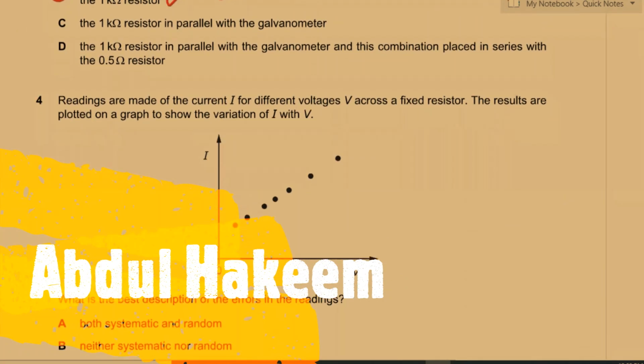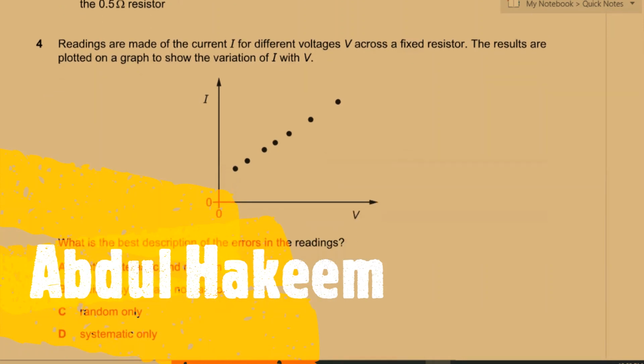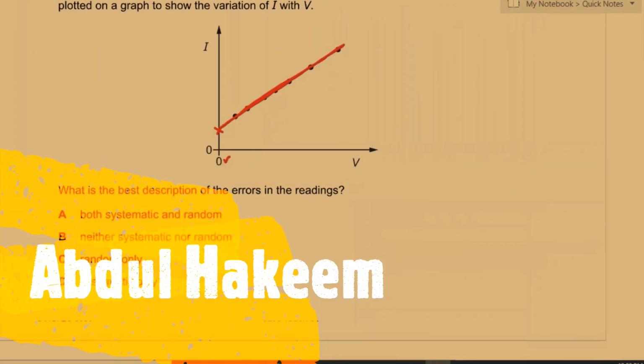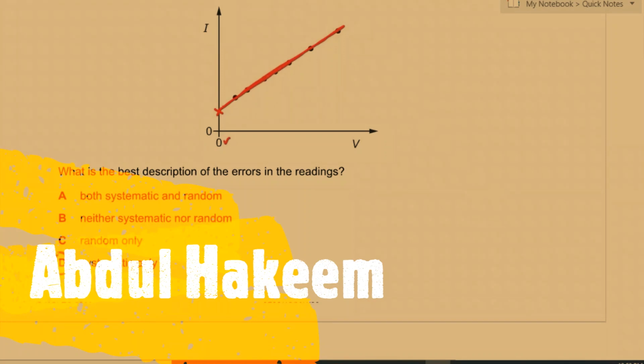Now the next is, readings are made of the current I for different voltages V across a fixed resistor. The results are plotted on a graph to show the variation of I and V. What is the best description of the error? Look, this is a straight line. All points are exactly on the line. No scattering of the points, so no random error. But when the voltage is 0, current is not 0, it means the ammeter has some zero error, and zero error is a systematic error, so D is the answer.